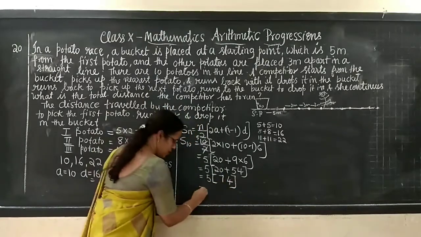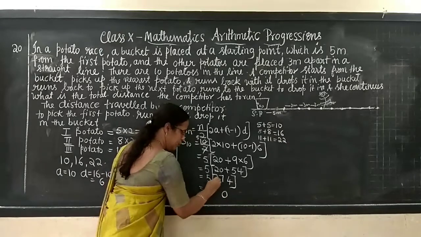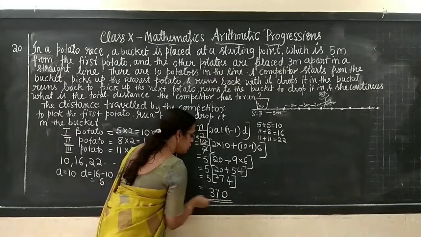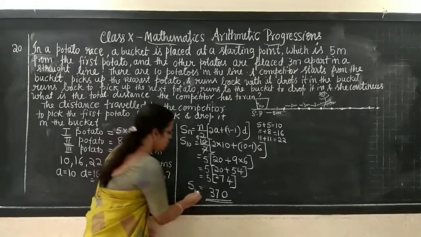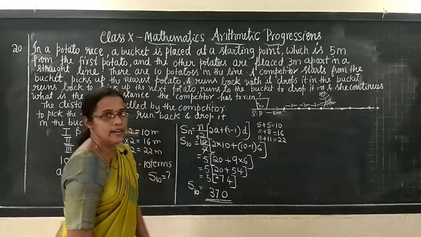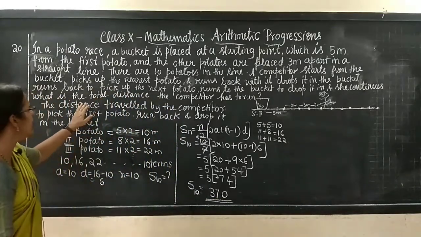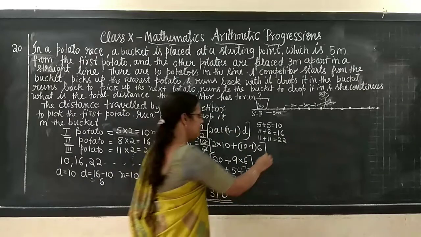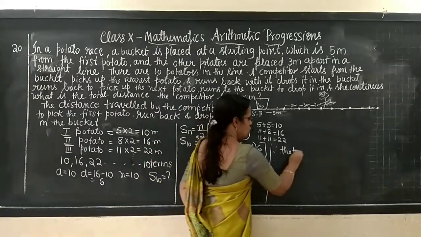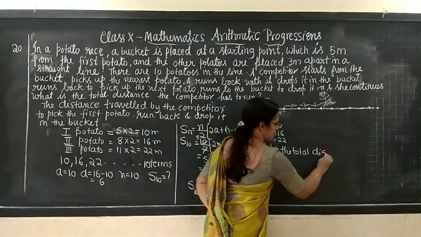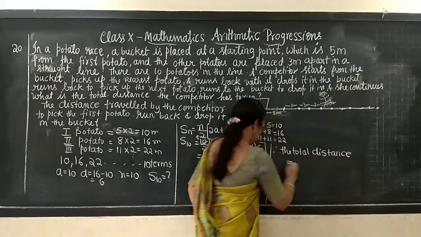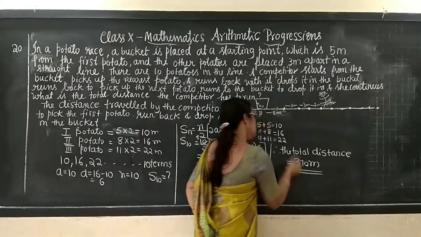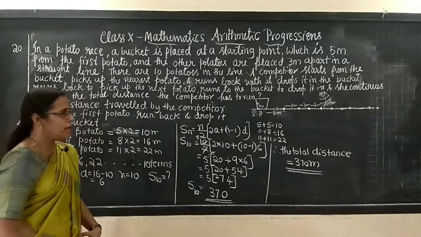Okay. Then multiply. 5 into 5 fours are 20, 2 carry. 5 sevens are 35, 36, 37. What is the total distance she has to move to pick the 10 potatoes? That is nothing but 370. So what is the answer? Final answer is, therefore the total distance the competitor has to run is equal to 370 meters. Okay, this is about the last problem.